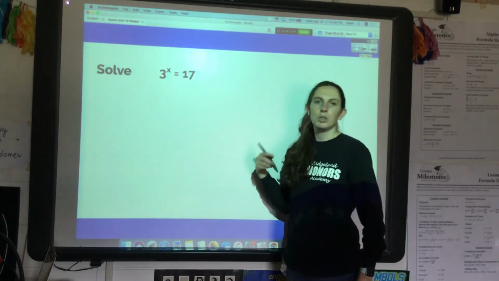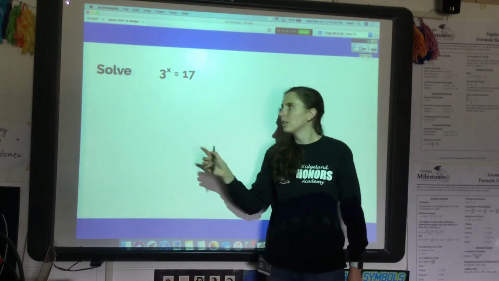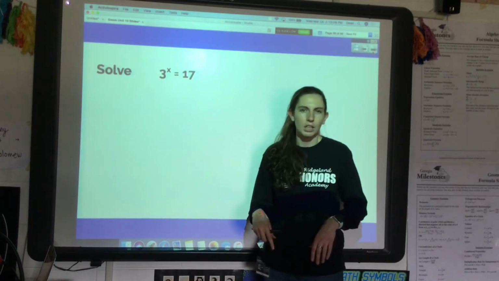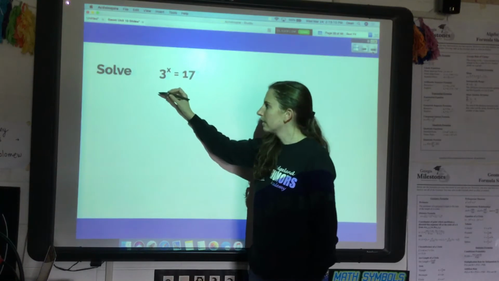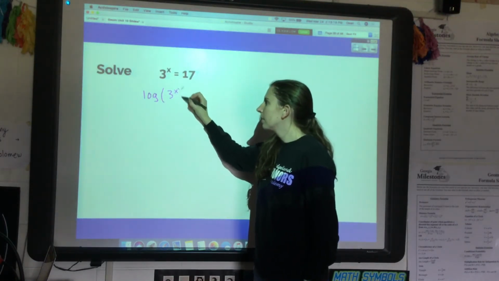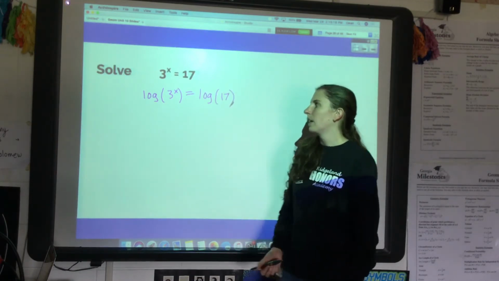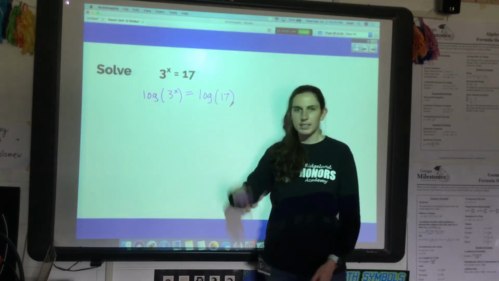Imagine I want to solve this for x. Again, I could guess around and just try different values of x until I found a decimal that's kind of close. But the easiest way to do this is just do the log of both sides. I'm taking the log of both sides, and as long as I do it to both sides, it stays balanced.